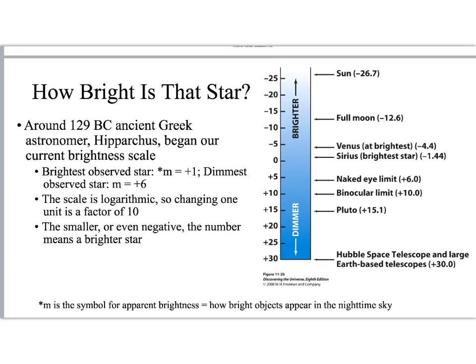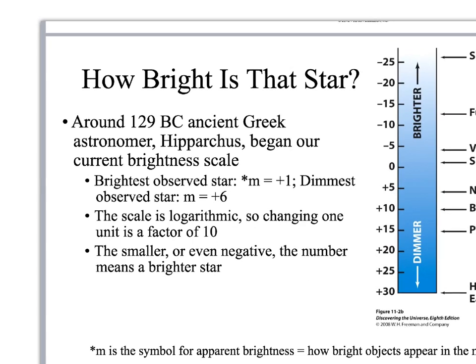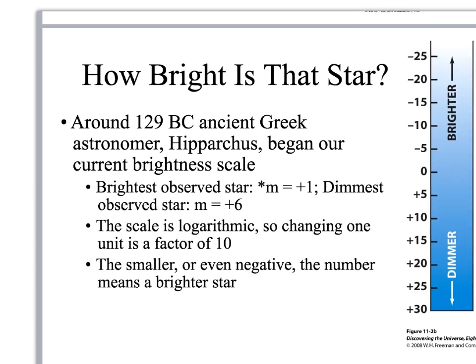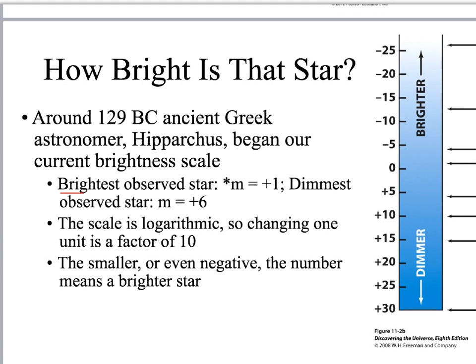Let's see, what do we have? We use a brightness scale, and it feels a little backwards. What I'm going to test you over is what we call the apparent brightness, or the brightness scale. The more negative the number, the brighter it is. And the greater the positive number, the dimmer it is.